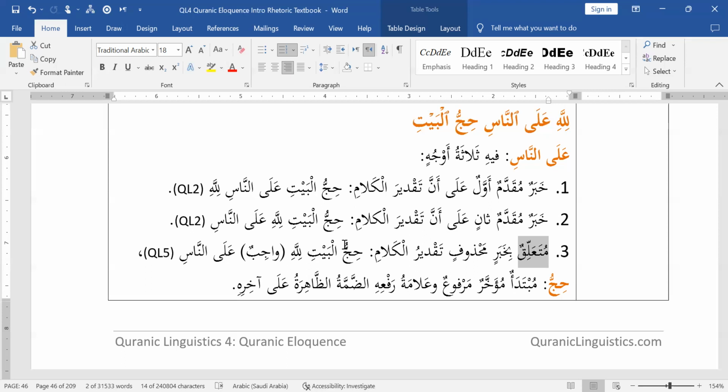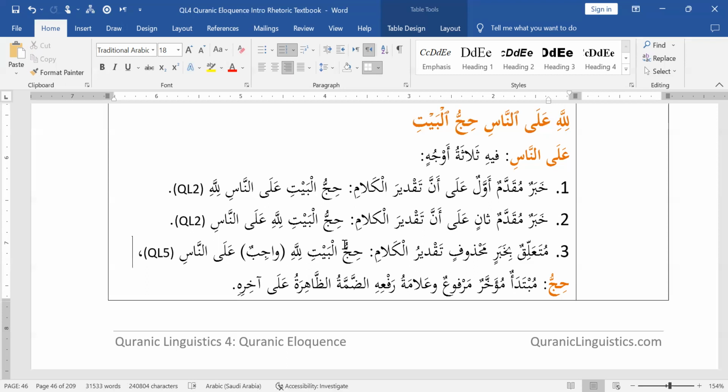It's always there to modify a fi'l or shibhul fi'l. And there are two exceptions where there's no ta'alluq. So that's the advanced understanding.